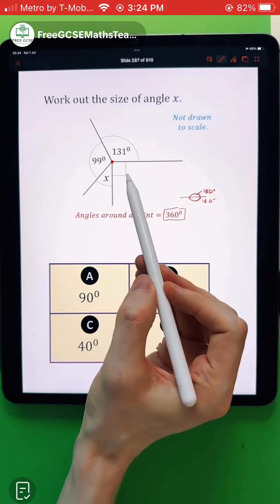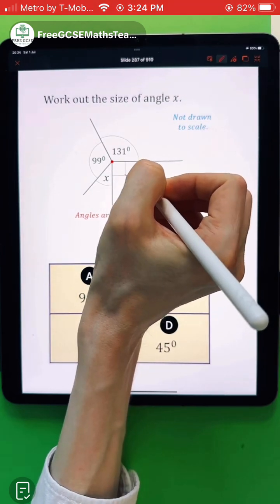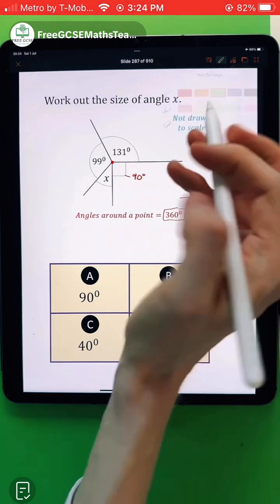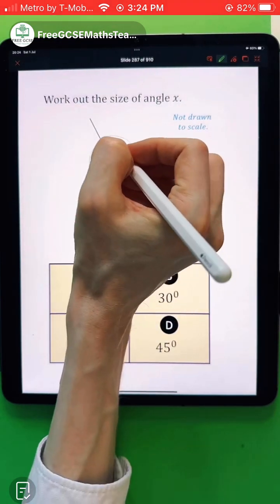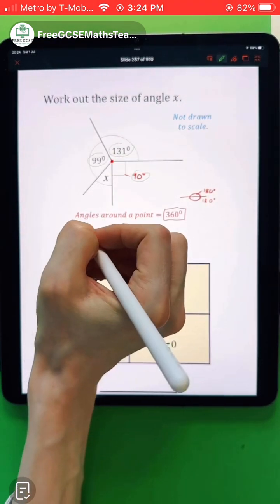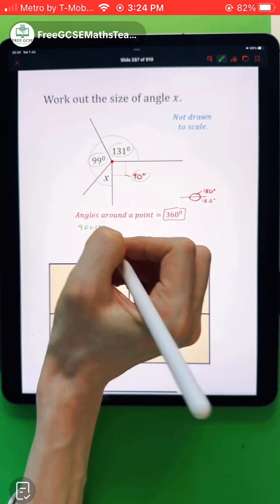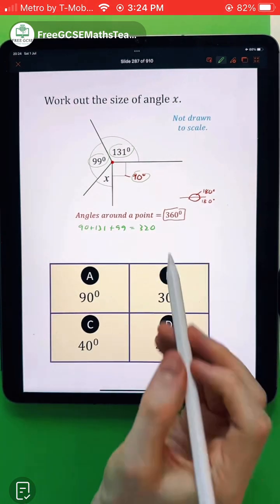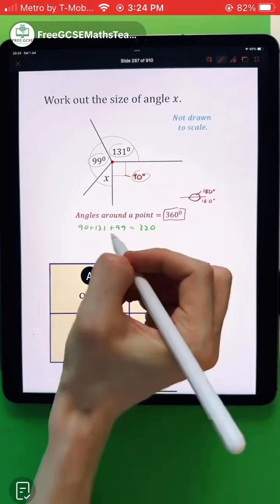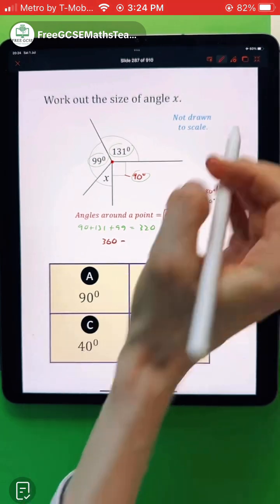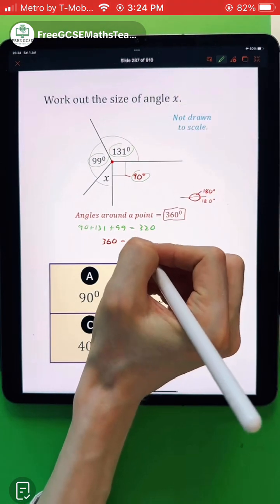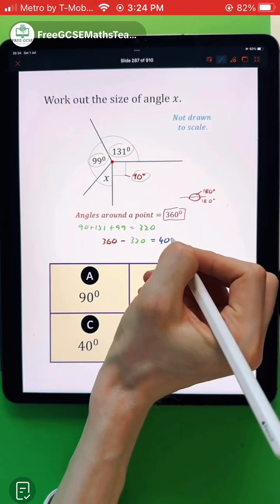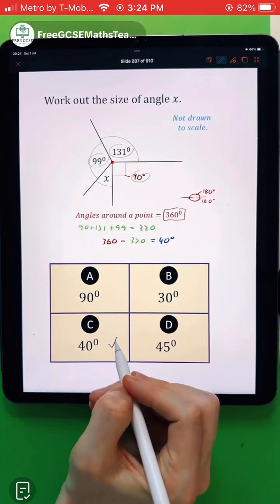So here, if you see a square, we know it's a right angle, i.e. a 90-degree angle. As I've only got one missing angle, I can add up the three angles I know. If I add up 90 plus 131 plus 99, that will come to 320 degrees. I know angles around a point add up to 360. So I can just do 360 subtract 320, and that will give us the missing angle X, which is 40 degrees. Absolutely spot on. So if you went for C, you'd be absolutely spot on.